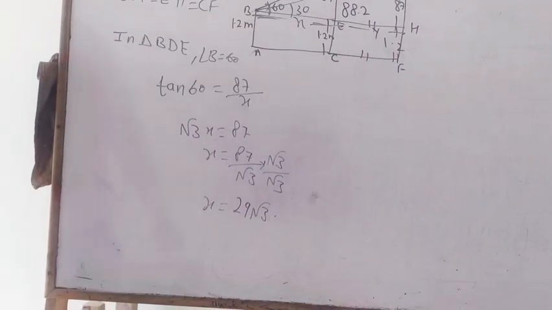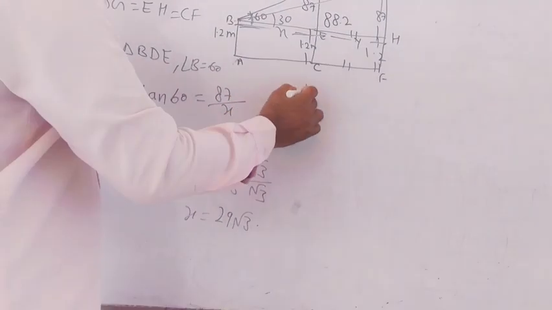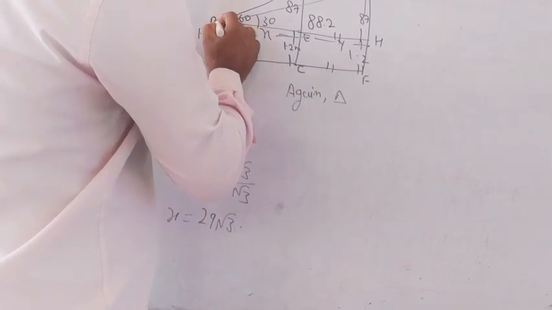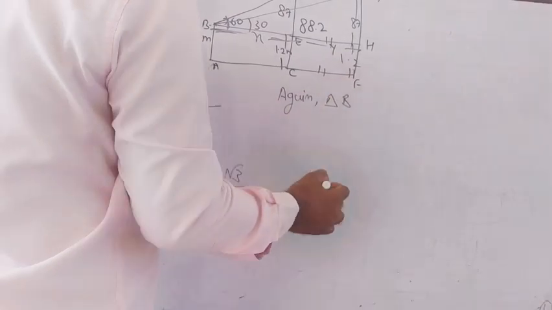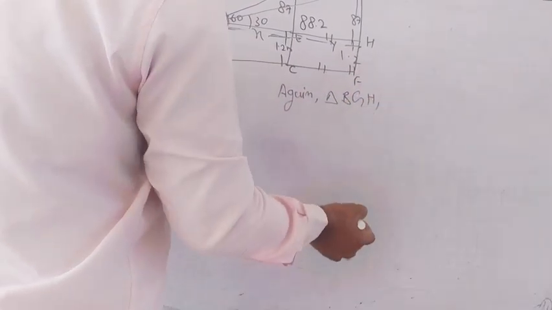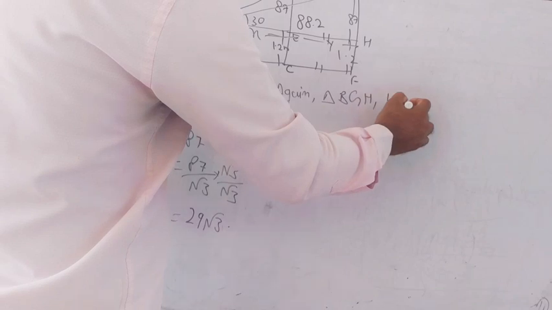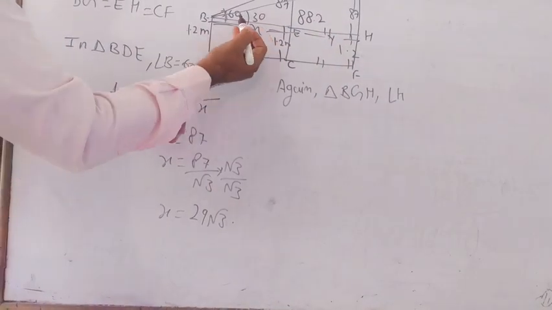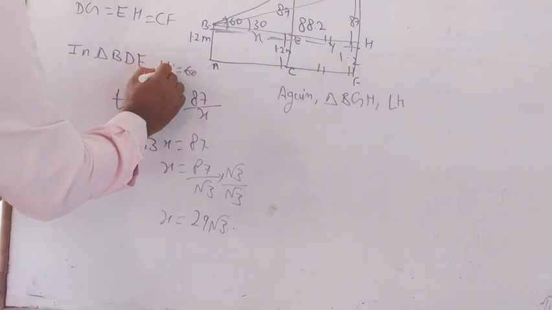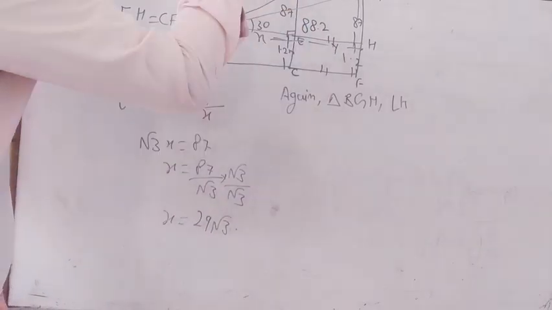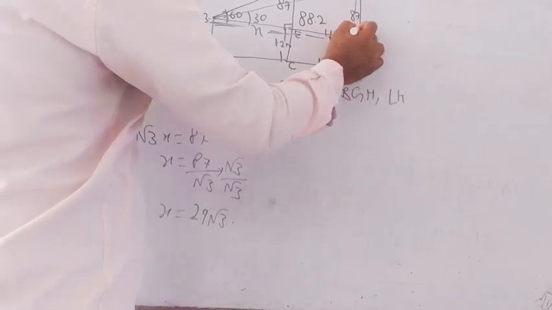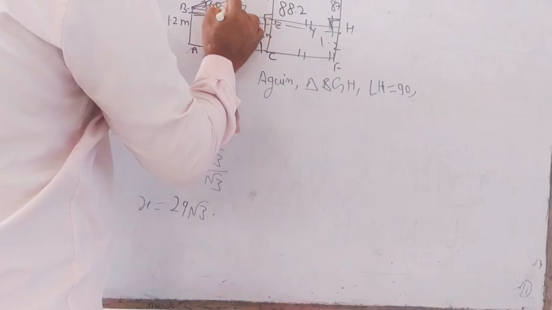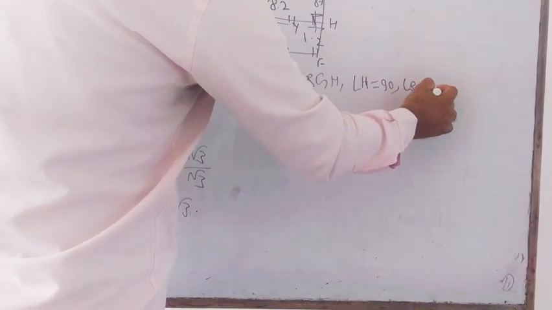Now we need to find the value of y. So again in the triangle BGH, angle H is 90 degrees. Here in this triangle, focus at that point. Angle B was 60 degrees and angle E was 90 degrees, and here angle H is 90 degrees and this angle B is 30 degrees.